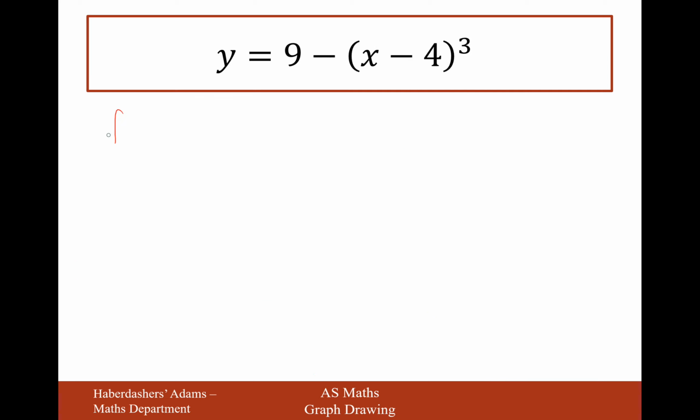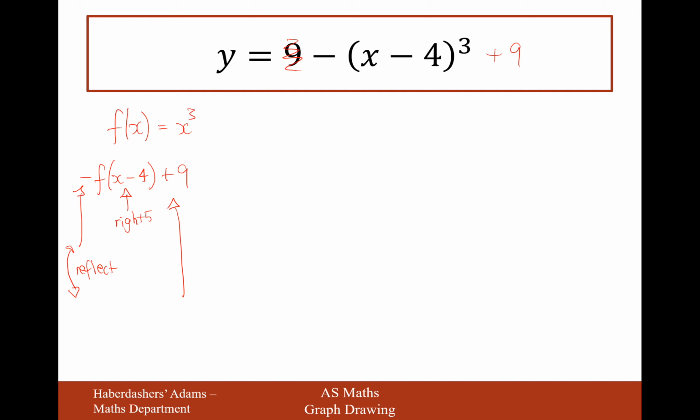This one here is going to have a parent function of x cubed, and I'll move that 9 to the back. So now it's got a transformation of minus f of x minus 4, plus 9. So 3 transformations here. This one will move it right 5. This one here will reflect it up to down and down to up. And this one here will move the graph up by 9 afterwards.